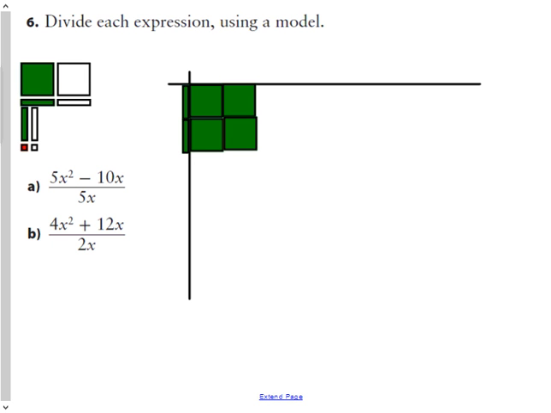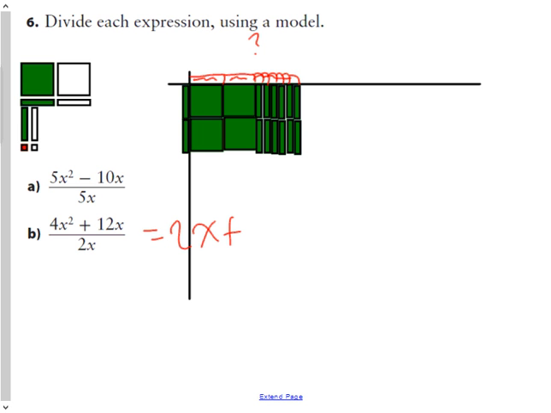And then 12x is going to have to look like this. And once I have those 12x in, now I have 4x squared and my 12x in. And now all I have to do is figure out what is my missing side. So here I have an x squared and x squared again, because x squared and x is going to give me those positives. And these are all going to be positives. 1, 2, 3, 4, 5, 6. Those are all positives. So I end up with an answer of 2x plus 6 as my answer.